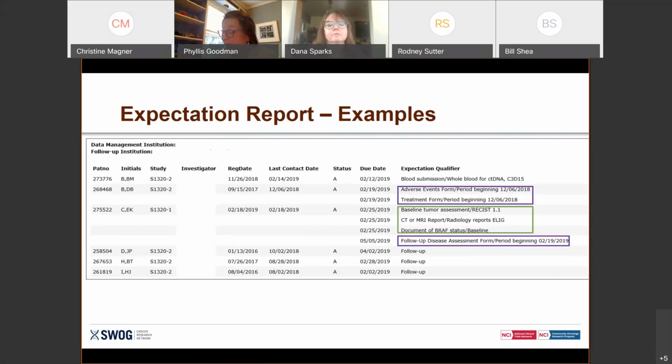Here is a different kind. This is the baseline expectation for the baseline tumor assessment. And then the follow-up or vital status expectations, just asking for an update to the patient's vital status and last contact date. And next slide, the blood.